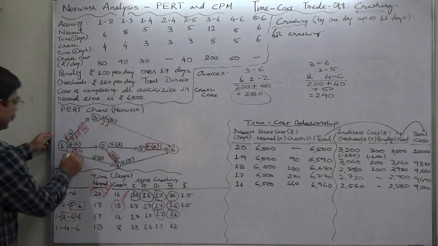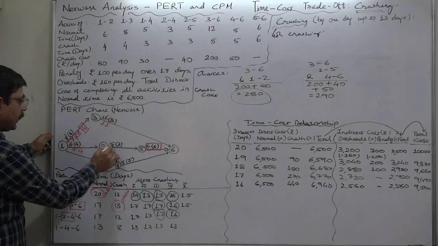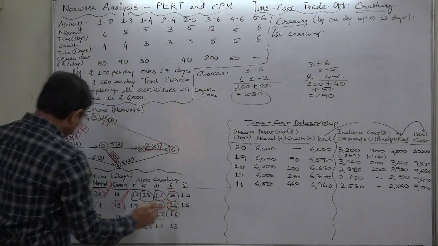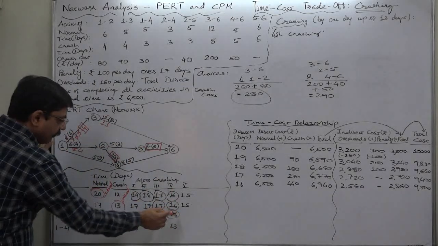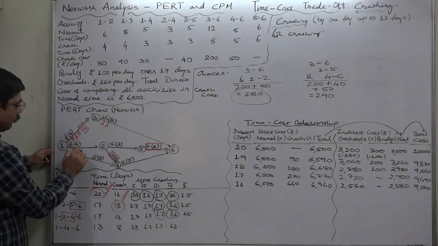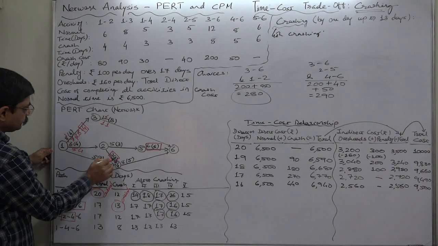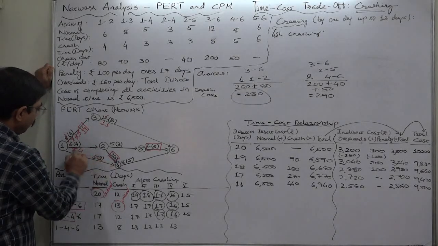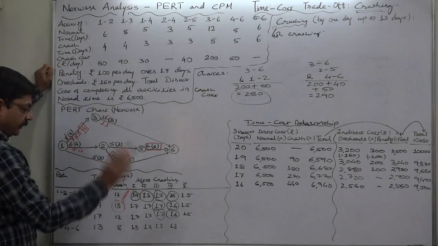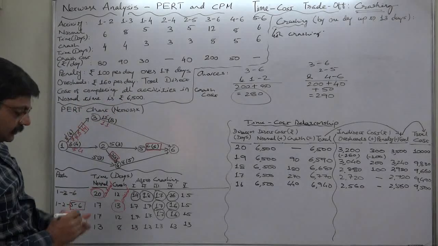Let's check. 4 plus 9 plus 6, 15. Okay. And this will also be reduced by 1 day again. Let's check. 1, 2, 4 plus 3, 7 plus 8, 15. Okay. And this remains unchanged, 13 days.